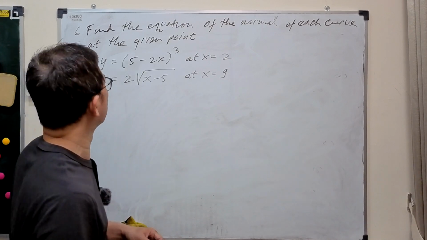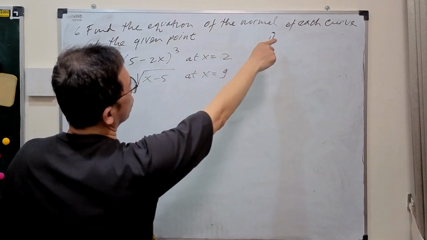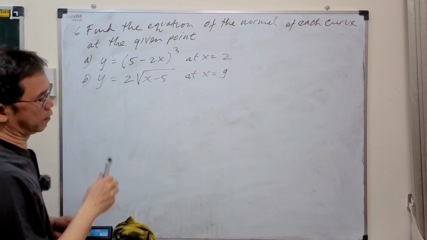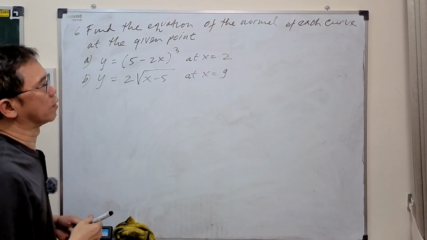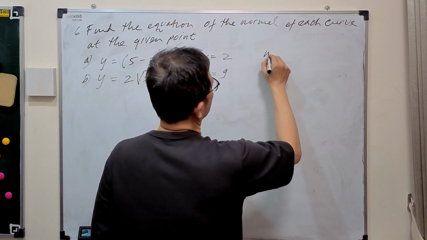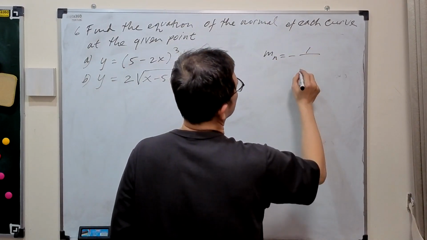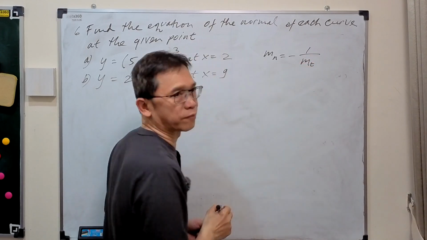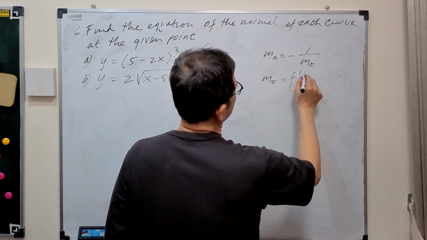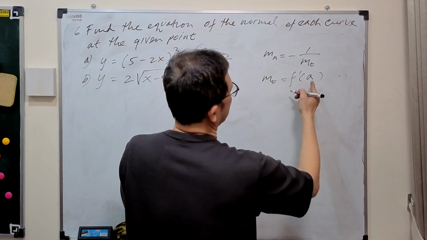Okay, back again to number 6. Yeah, the last problem. Find the equation of the normal of each curve at the given point. Here, you have to understand that the gradient of the normal is basically -1 over the gradient of the tangent. The gradient of the tangent will always be the first derivative of the function, then plug in the x coordinate of the given point.